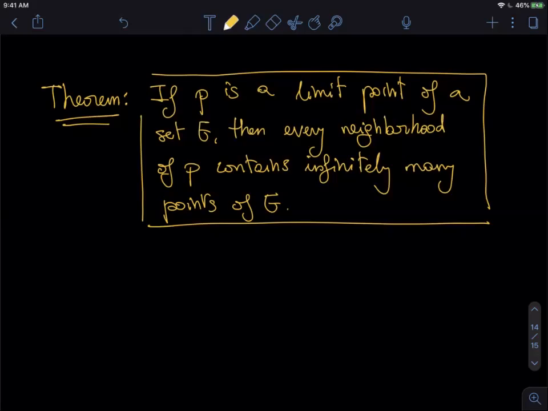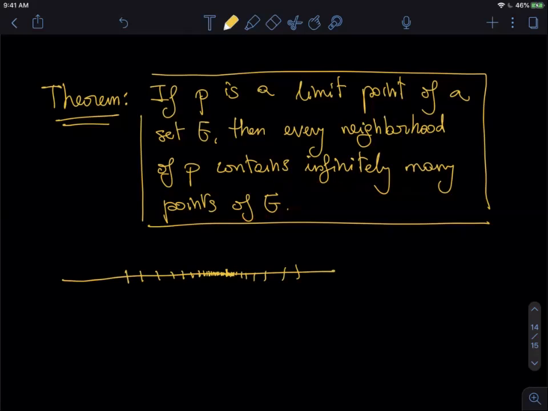Let's show now the following theorem: if P is a limit point of a set E, then every neighborhood of P contains infinitely many points of E. So what are we saying here? It's easy to understand if we have a sequence in R that is converging towards a limit. It can go from both sides, right?